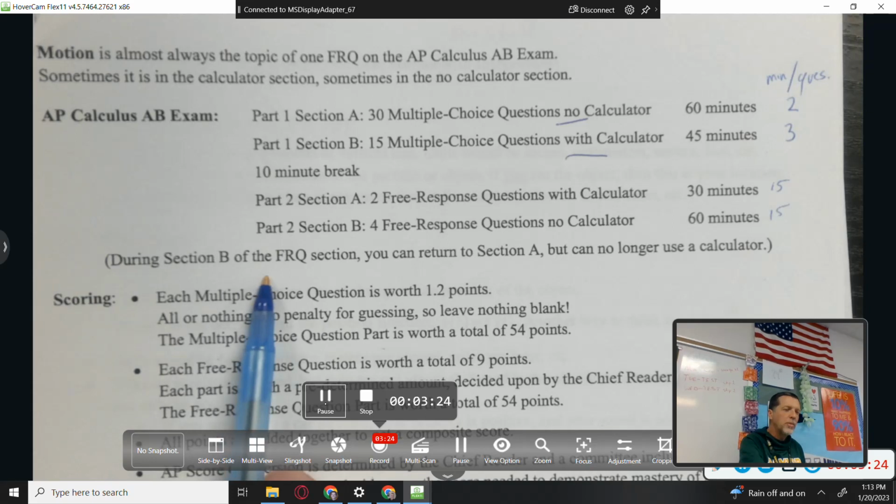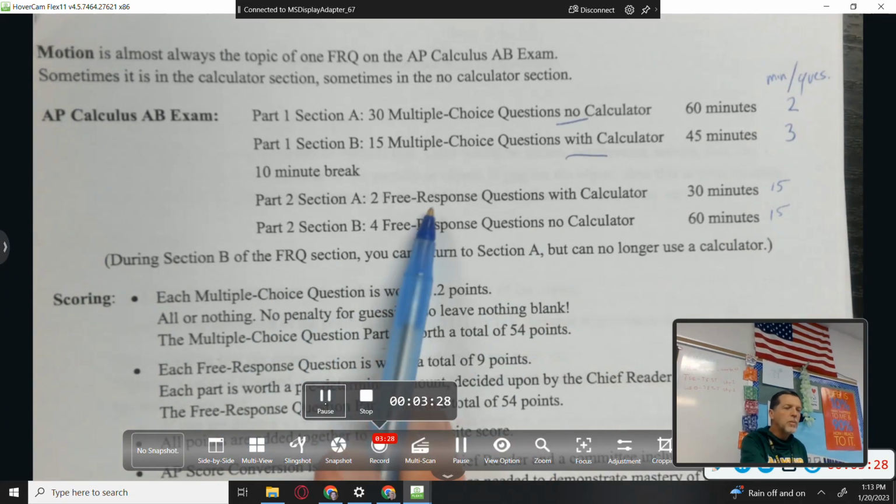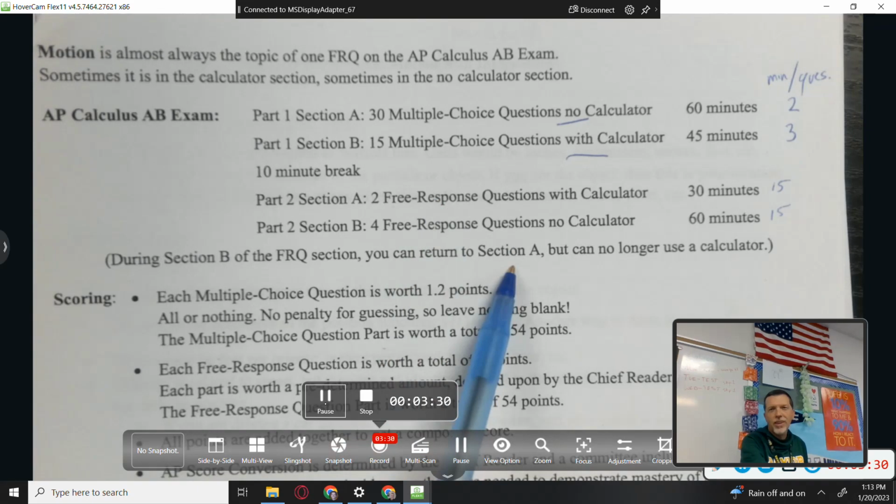And then this is kind of weird. During section B, so during the no calculator part, you can go back and work on the calculator part. You just can't use the calculator. So if you're done with all the calculator stuff and you need to go back and justify an answer, or you need to clean something up, or make sure you got units on there, or whatever, you can do that. You can go back. You just have to have your calculator on the floor.